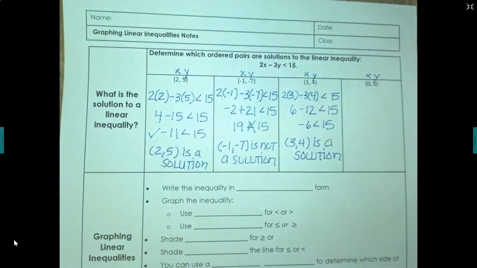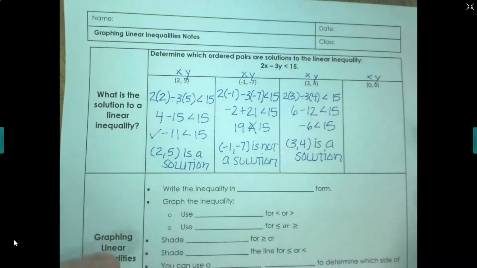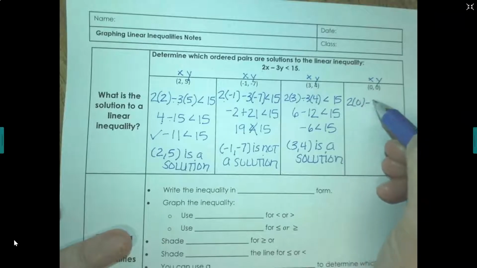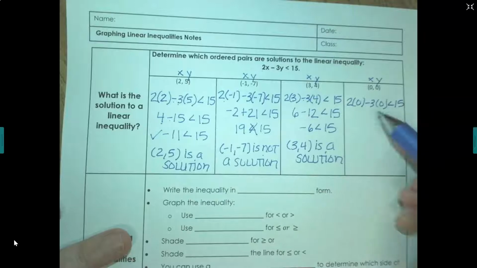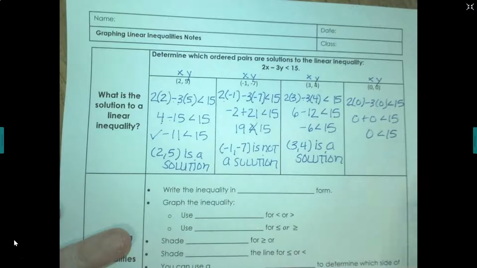All right, let's try one last point to see if it's a solution or not. (0, 0). This is the easiest one. 2 times 0 minus 3 times 0, and I would need that to be less than 15. 2 times 0 is 0. Negative 3 times 0 is 0. Well, definitely 0 is less than 15. So (0, 0) is a solution.